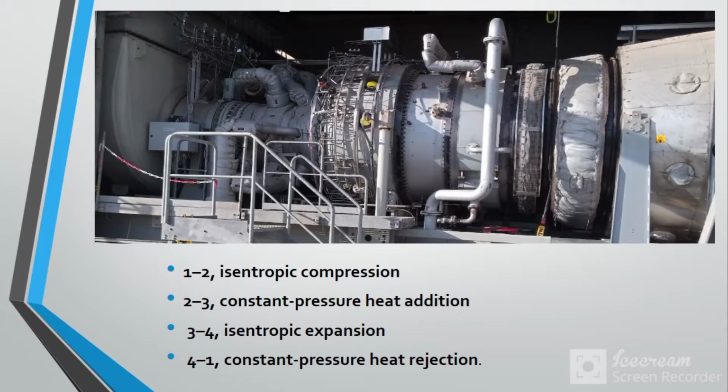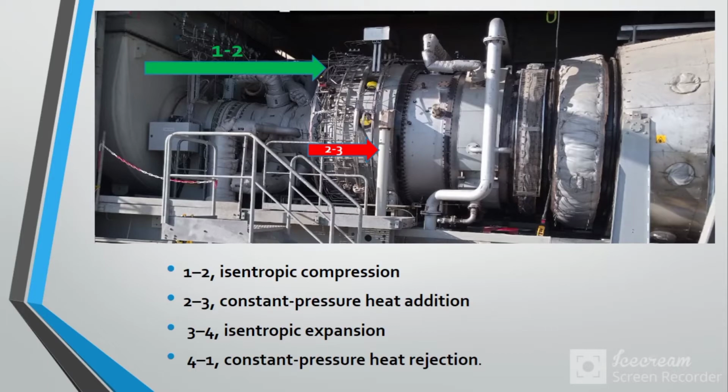So where these processes take place, the photo is in front of you. It is a gas turbine, and the process 1 to 2 actually takes place in the compressor, and it is an axial flow or centrifugal compressor. The process number 2 takes place in the combustion chamber. It is seen in the picture, which is shown red. So it is the combustion chamber, and this is constant pressure heat addition.